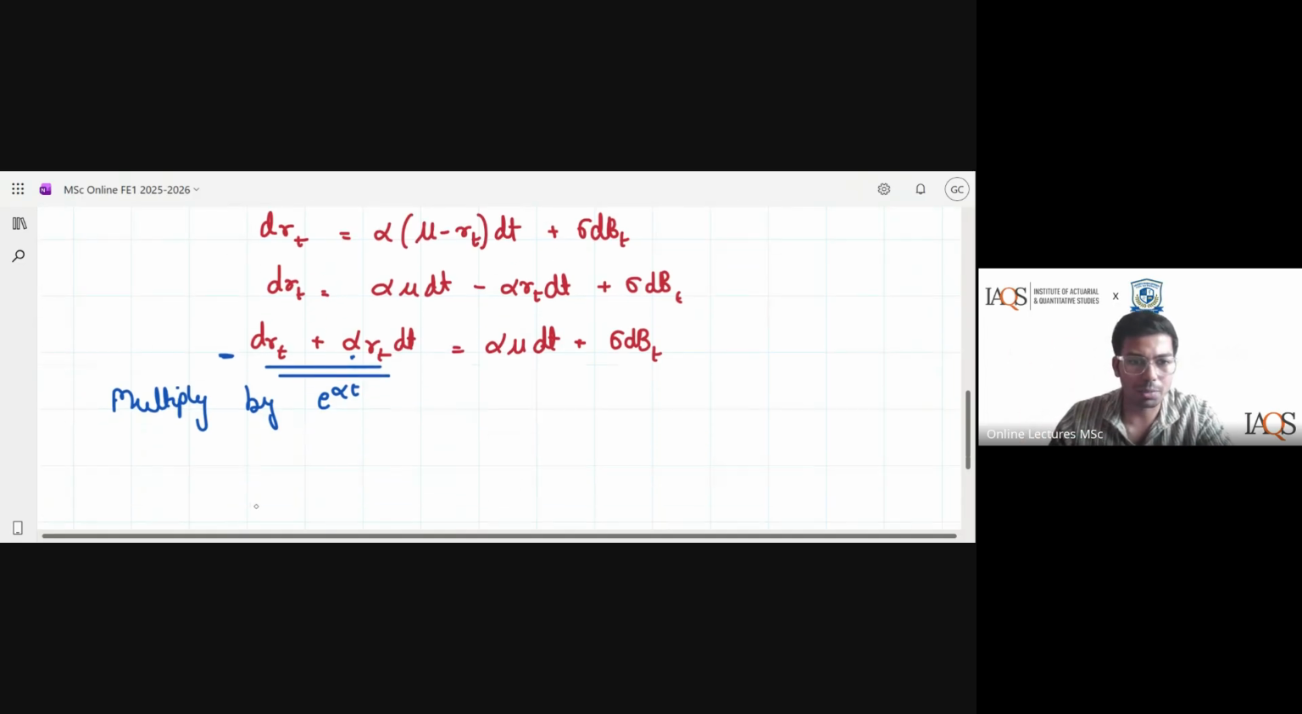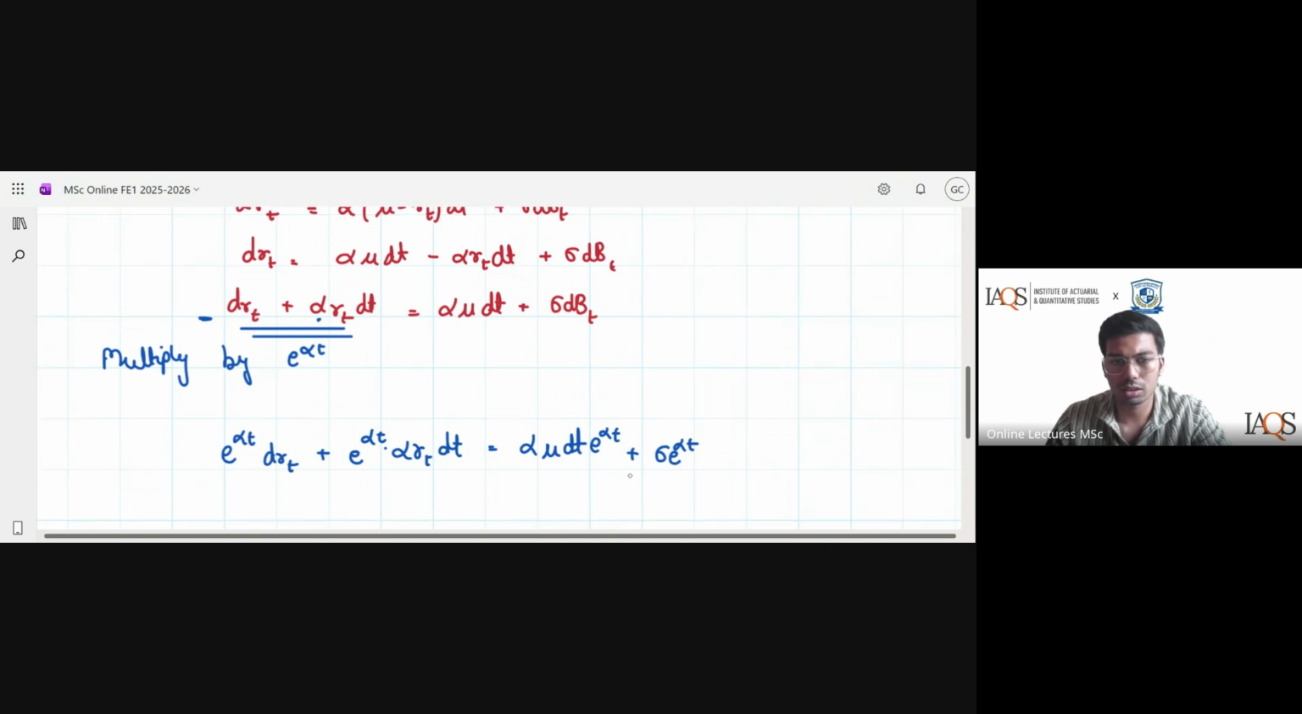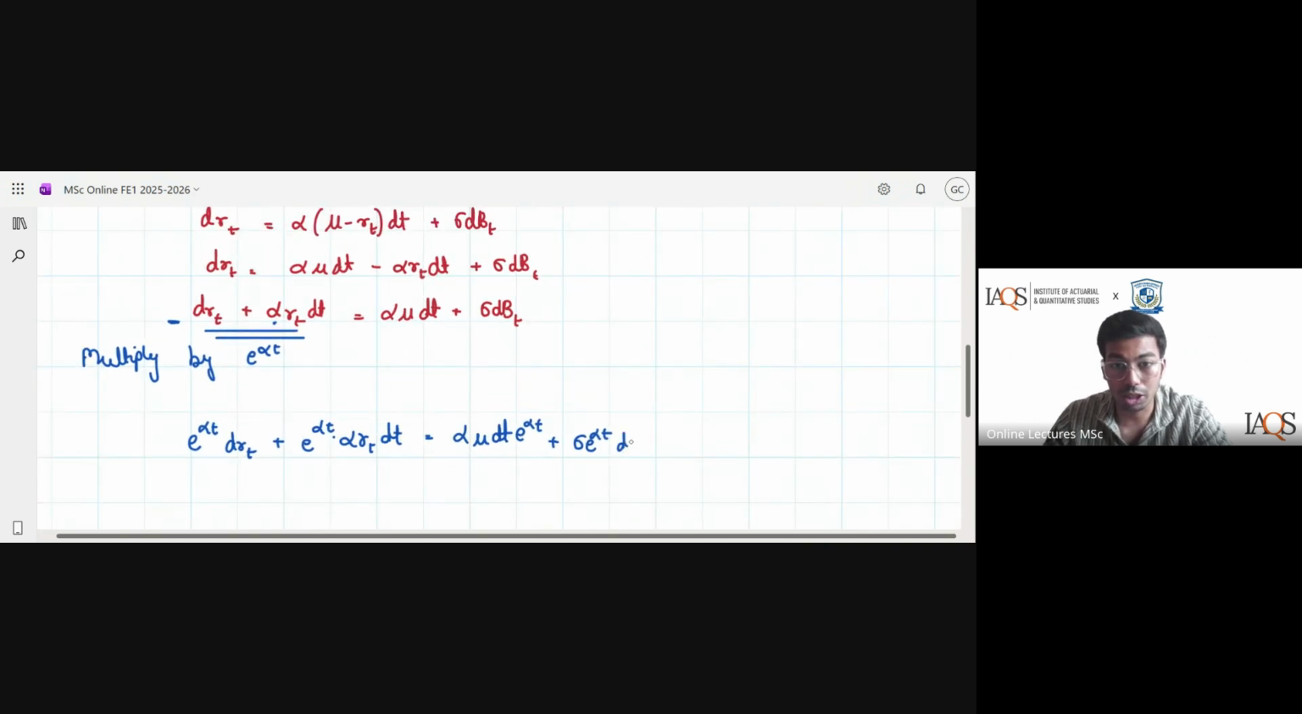All right. Now let's multiply: e raised to alpha t dRT plus e raised to alpha t alpha RT dt is equal to alpha into mu dt e raised to alpha t plus sigma e raised to alpha t dBT. Any doubts till here?